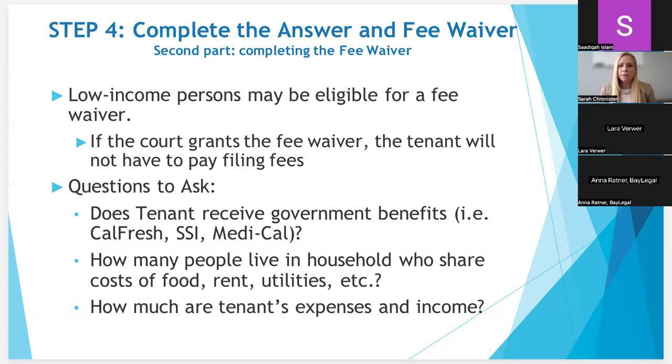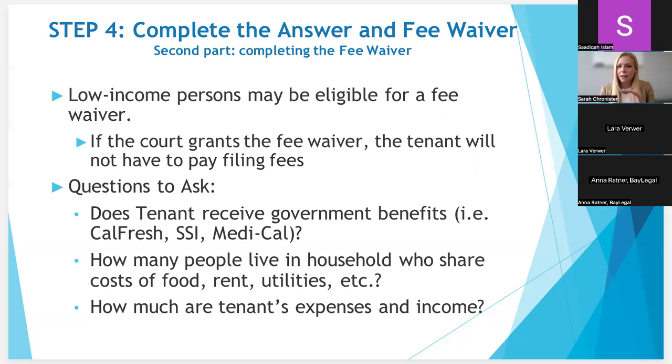If you don't receive some kind of government benefit, it's possible that you still qualify for a fee waiver. You just then move down to part 2, which is just income-based. So it lists out on the fee waiver form if you have a household of 1, 2, 3, 4, and then the income limits. And if you fall under the income limit that's listed on the form, then great, you also qualify for a fee waiver.